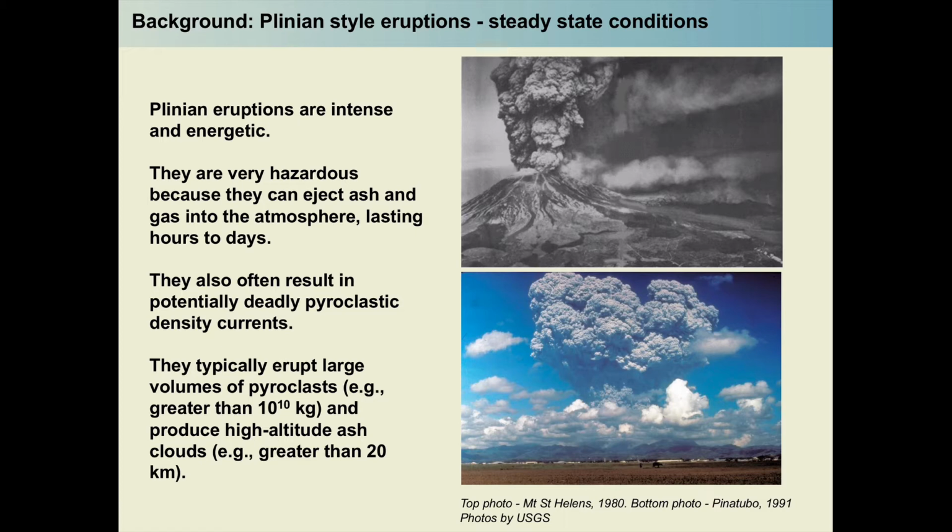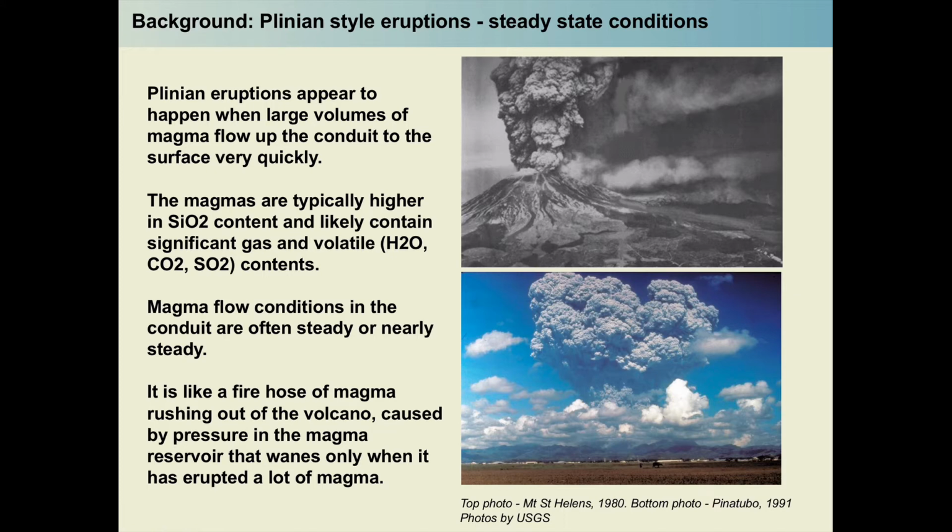So these eruptions typically produce large volumes of pyroclasts, greater than 10 to the 10th kilograms, and they produce high altitude ash clouds, greater than 20 kilometers. So there's a couple of pictures from the USGS. The top is the classic May 18th, 1980 eruption of Mount St. Helens. The bottom photo is Pinatubo in 1991, both Plinian-style eruptions.